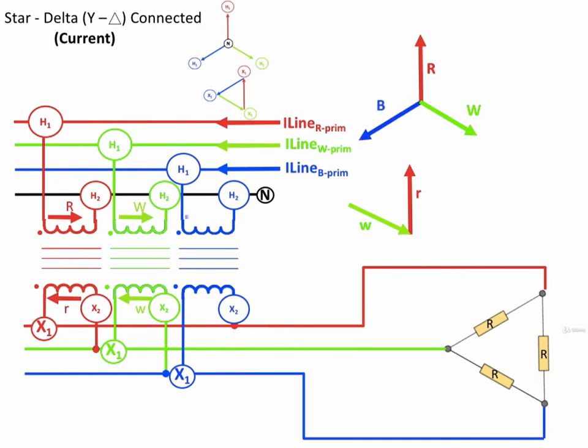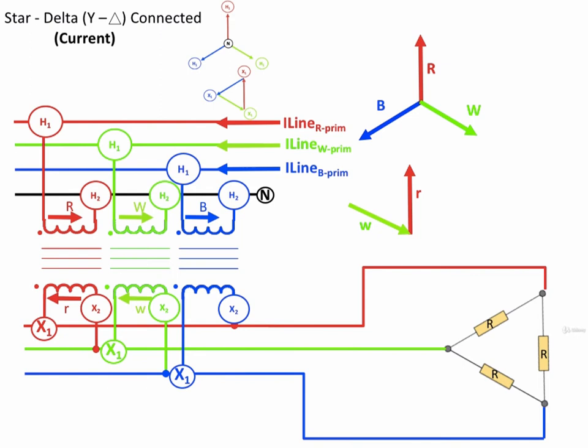Similarly, the blue phase current is going to be 120 degrees lagging the white phase current because the system again is balanced. So the current flowing into the spot on the primary side of the transformer is going to be 120 degrees from the white phase, and I've indicated it there on the slide.